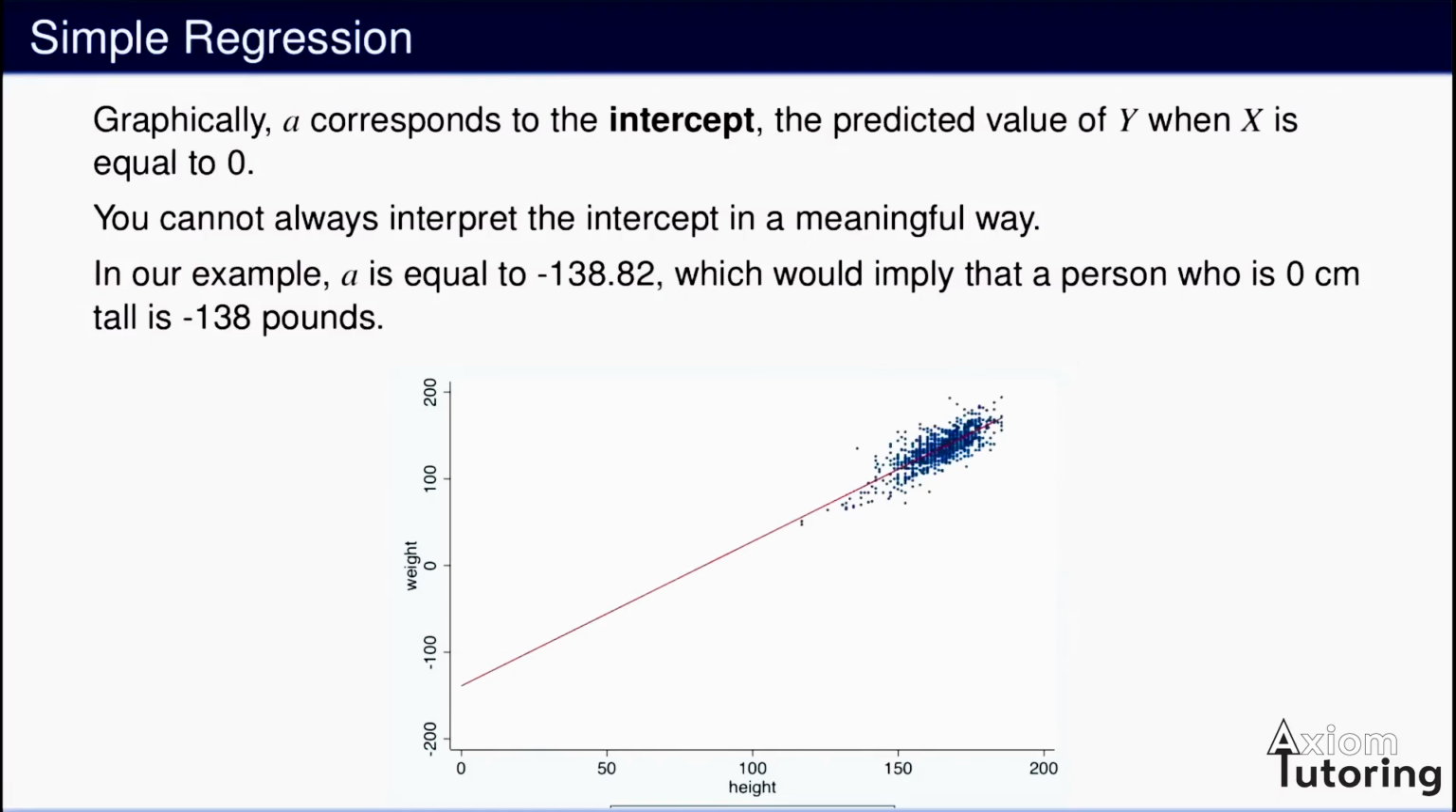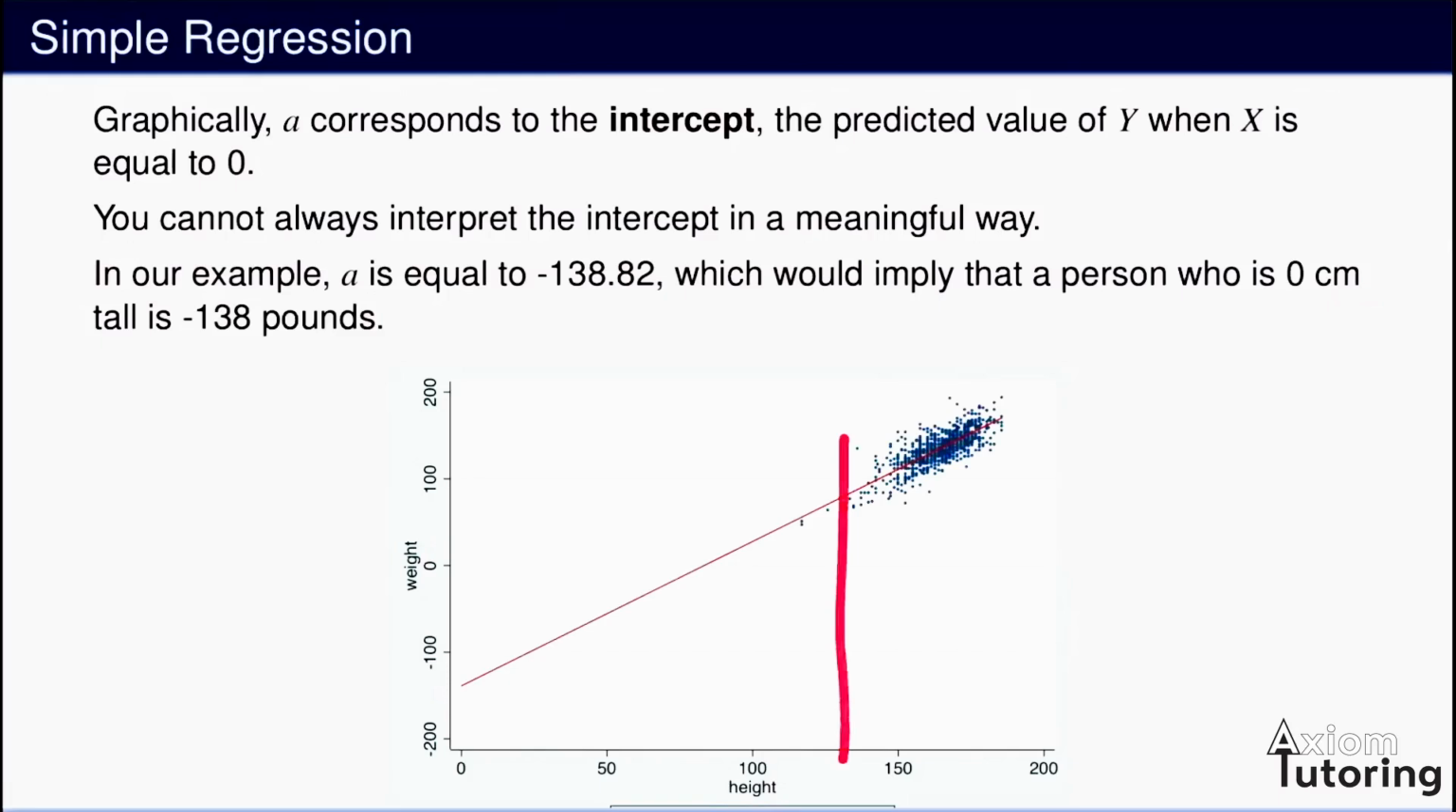Now, you cannot always interpret the intercept in a meaningful way. So in this example, my intercept is equal to minus 138, which would imply that a person who is 0 centimeters tall is minus 138 pounds. Remember that we were looking at a model linking height to weight. Now, the reason why this estimate doesn't make sense is that we're looking at values for x that are so far from the values of x that the predictions are pretty much nonsensical.